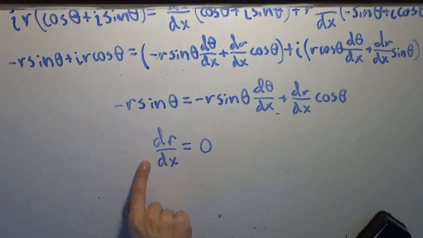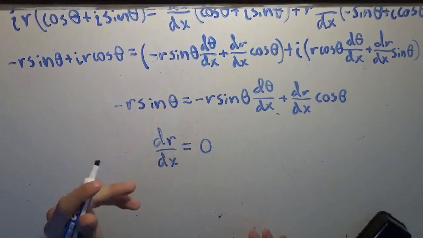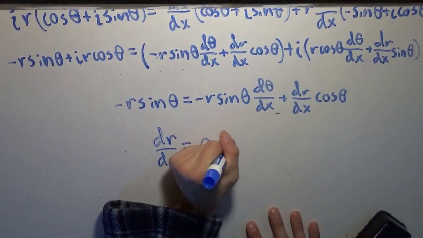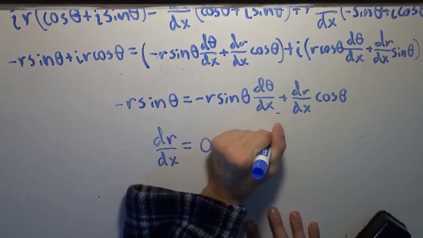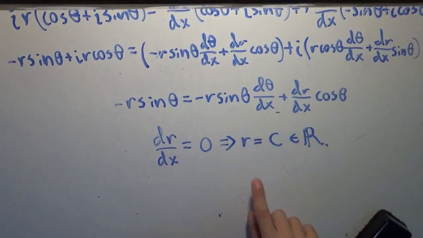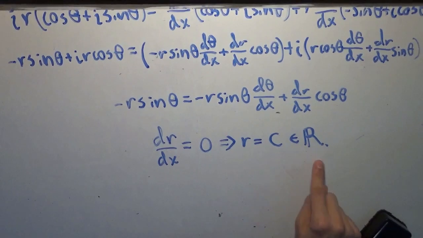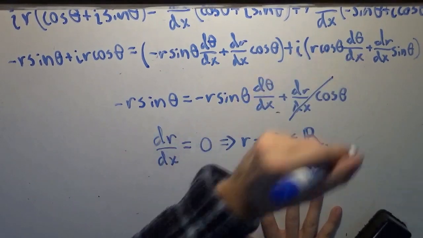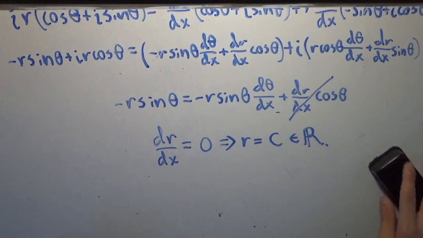But if the derivative of something with respect to x is equal to 0, that must mean that the function r must be a constant with respect to x. So this implies that the function r is equal to some constant, c, that is in the real numbers. So we know that r is equal to some constant, and that constant exists in the real numbers, right? Because the radius is by definition a real number. So what that tells us is that this term actually goes away. We don't need it. That's equal to 0. In fact, I can erase it. So we have this fact now, and we can sort of set that aside.